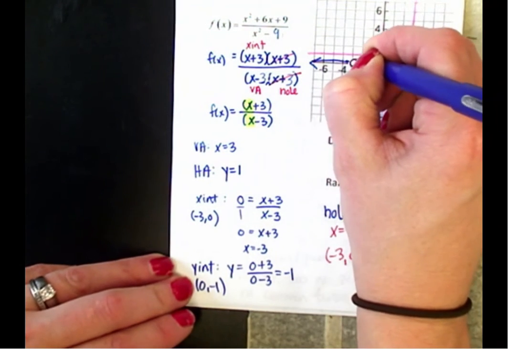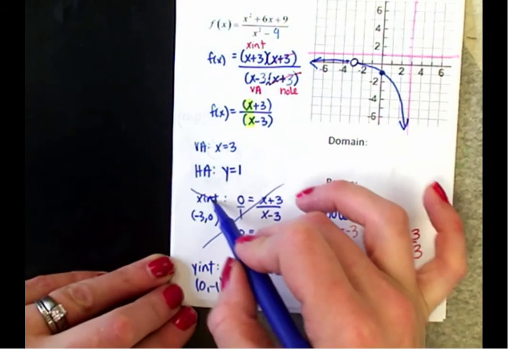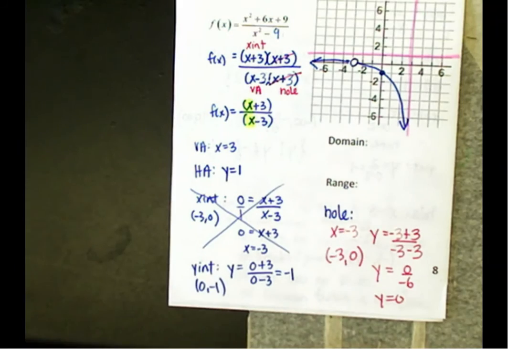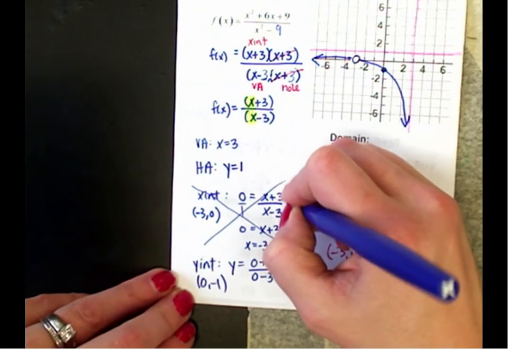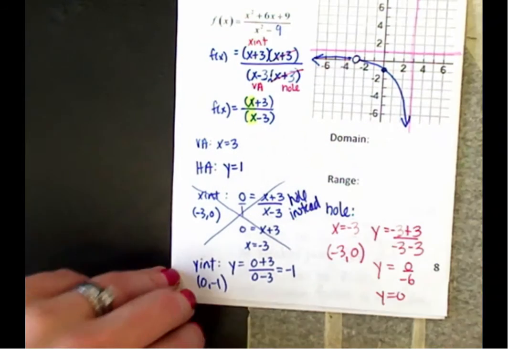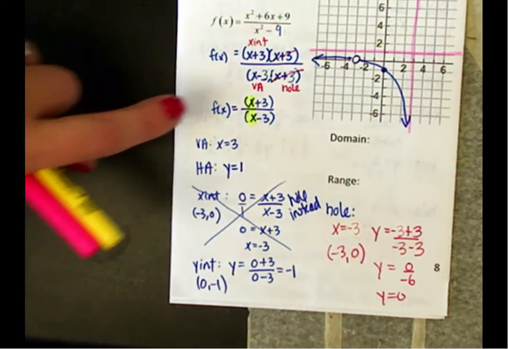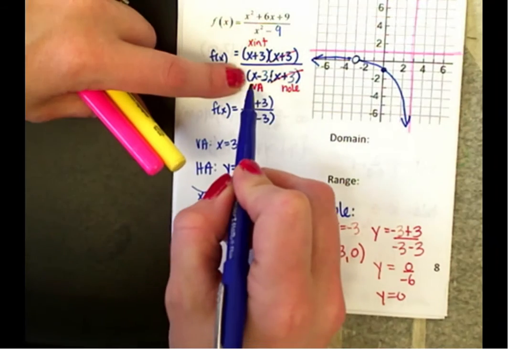I'm going to put a very light open circle because it's a discontinuity instead. The work is not wrong, and I wouldn't know this until I get all the way done trying to find the hole, that the hole is going to override what I thought was an x-intercept. And so I'm looking up here.